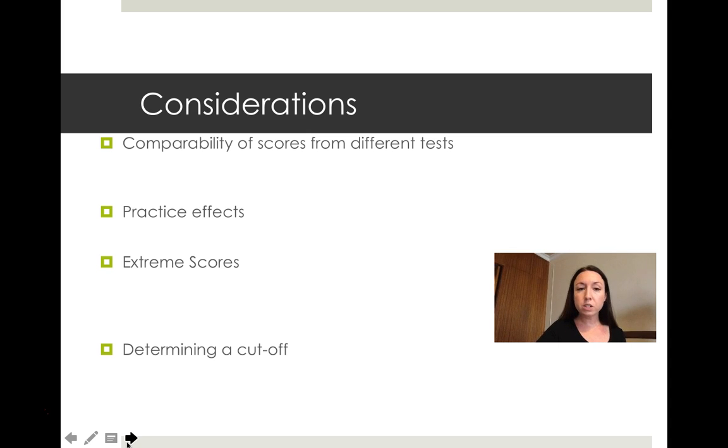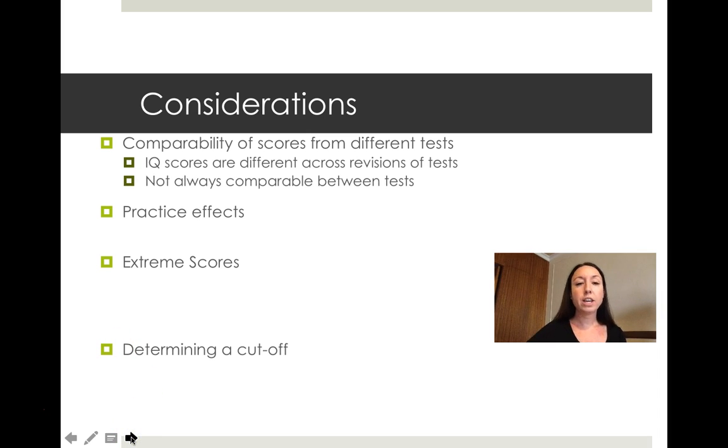So additional considerations: comparability of scores from different tests. IQ scores are different across versions of tests. For example, with the Wechsler series, the WISC-5 right now for children, comparing scores from the WISC-5 to the WISC-4 is not exactly appropriate to do. So it's important that you understand what the renorming was and make sure that the most up-to-date score is used.